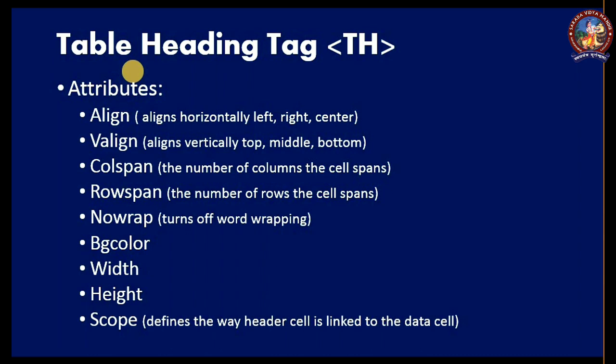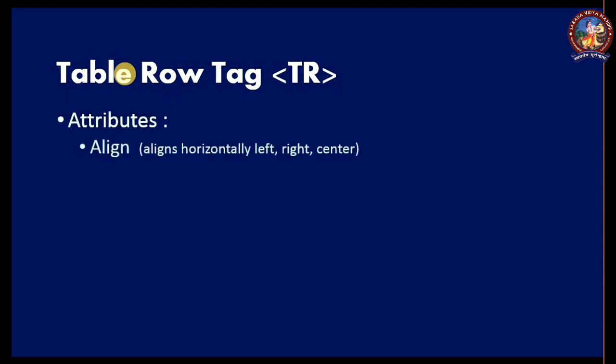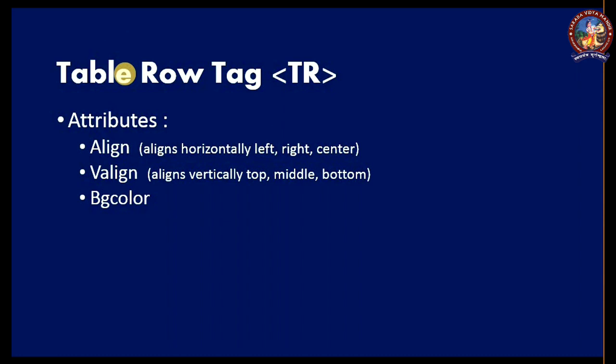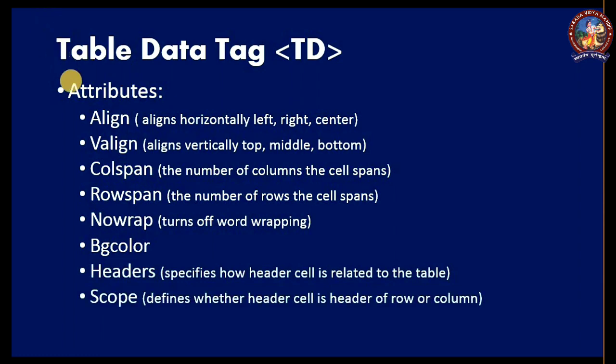Okay, next, that is table row. This is used to create a row. It has very few attributes: align, valign and border. Align and valign we know, and bgcolor is also used to provide the background color of the row. Next is the td tag, that is the table data tag. After creating the row we have to put data into the table. So how to put the data? Using the td tag. Here the attributes are similar to the th tag: align, valign, colspan, rowspan, nowrap, bgcolor, scope, and one more new attribute, that is headers.